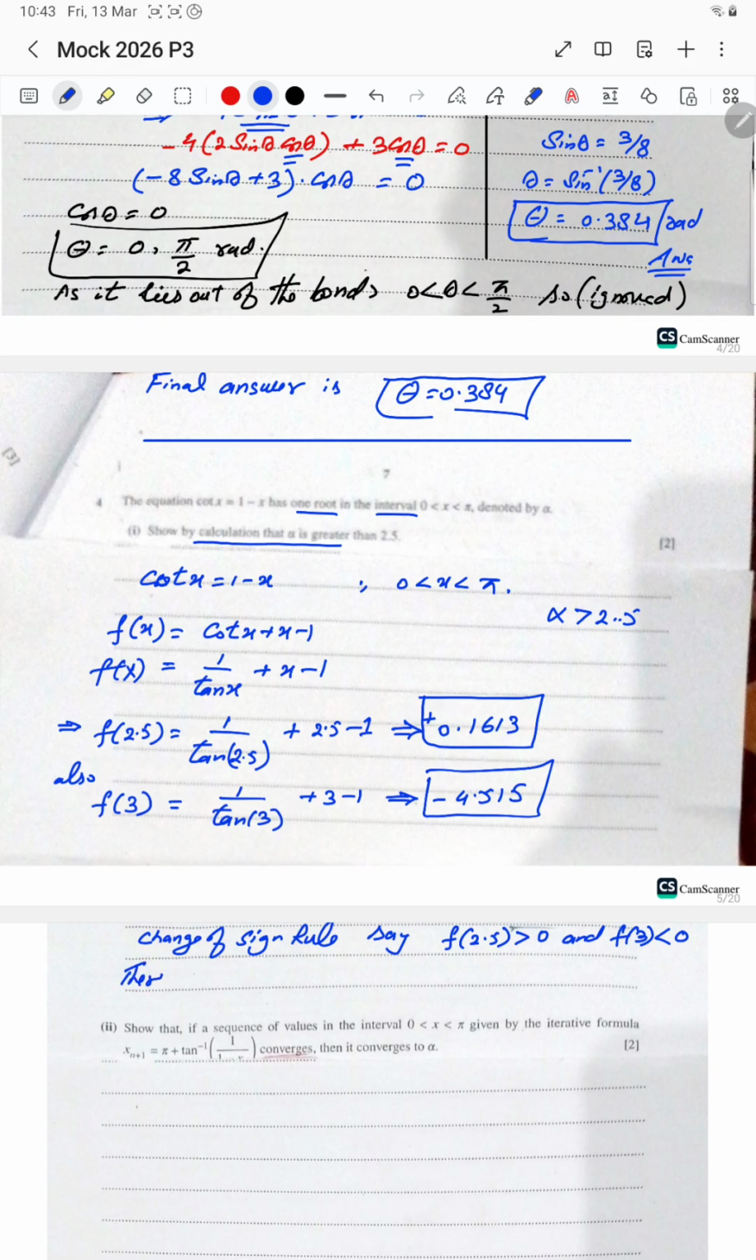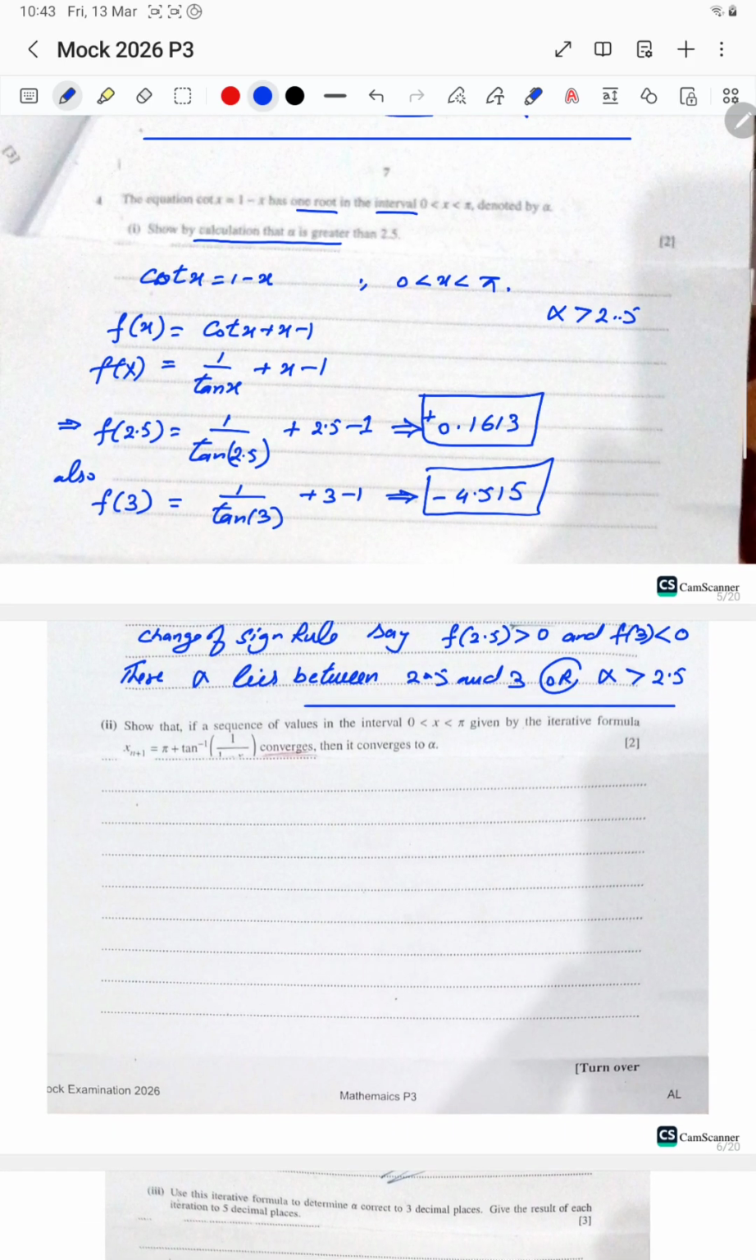Therefore alpha lies between 2.5 and 3, or alpha is bigger than 2.5. I hope it is clear. It's only a 2 marks question. Now again a 2 marks question.